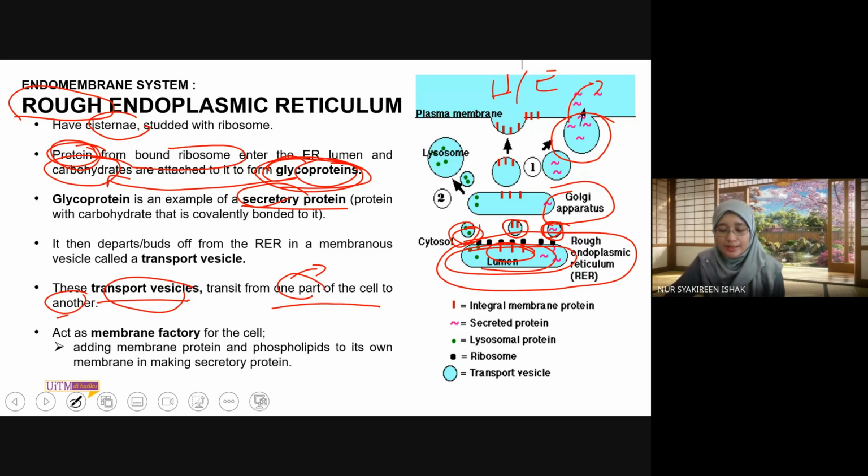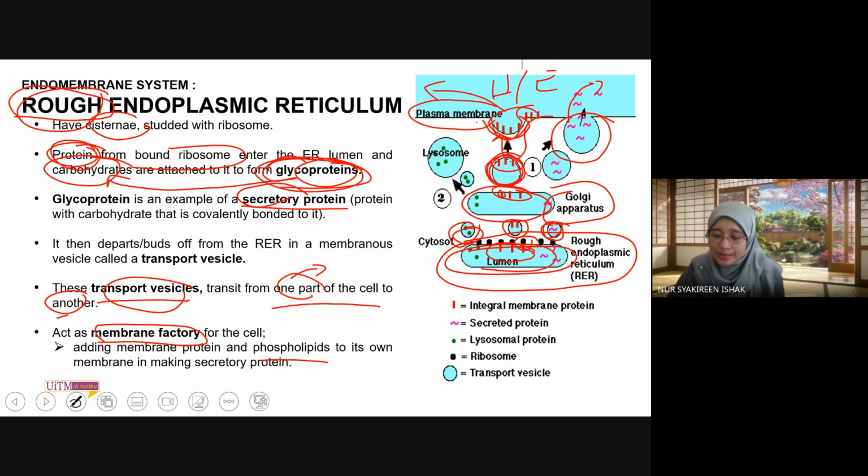Another function of the rough ER is that it acts as a membrane factory for the cell, by adding membrane protein and also phospholipid to its own membrane in making secretory protein. We know that the ribosome bound to the membrane of the rough ER synthesizes protein. The protein will get modified in the Golgi apparatus. This protein can either be embedded in the membrane of the Golgi apparatus, and this region will form a transport vesicle or secretory vesicle. When this vesicle fuses with the plasma membrane, the protein here will become part of the protein embedded in the plasma membrane of that cell.